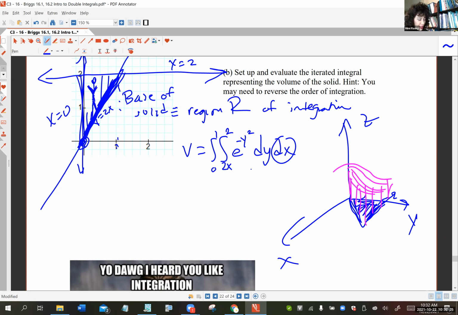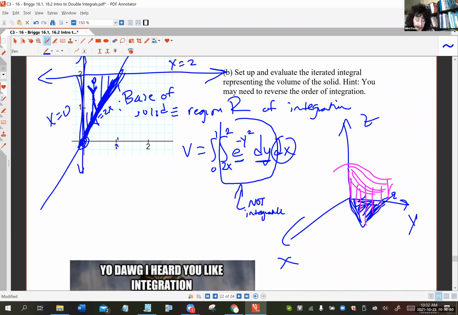Now it says evaluate the iterated integral. Let's go ahead and try to evaluate this. Now I'm saying try because you're going to see in a moment why this won't be integrable. I'm going to integrate e to the negative y squared with respect to y. Can't do it. This is not integrable. You can't use u sub or anything.